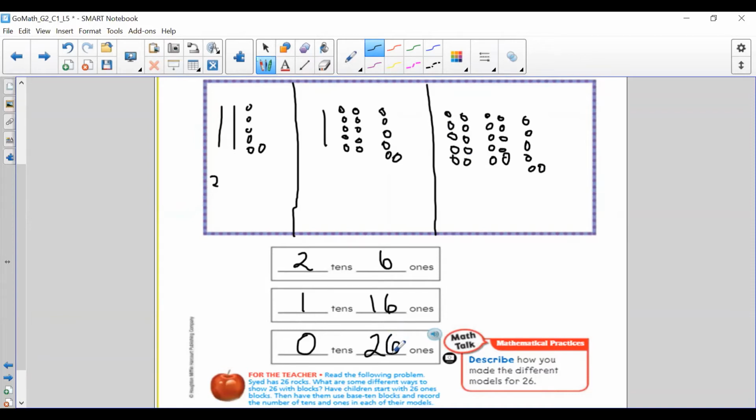And now I would like you to look at the numbers and let's talk about the patterns that these numbers are making in the tens and the ones. So you can pause the video and talk about it and look and see what you think.